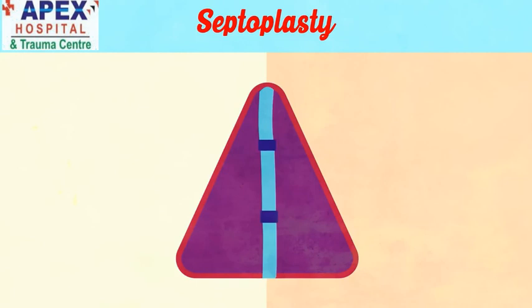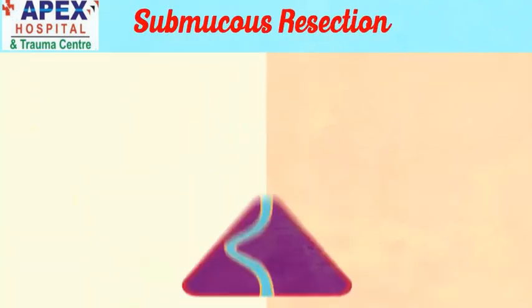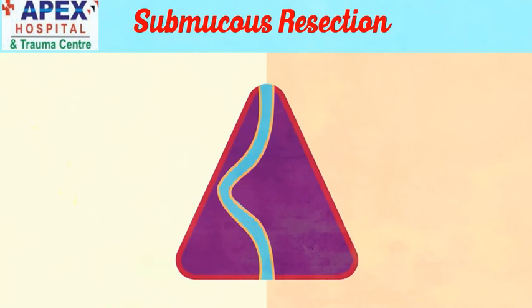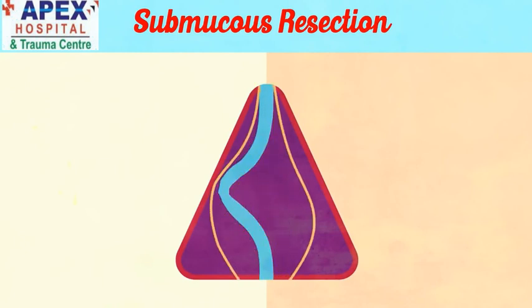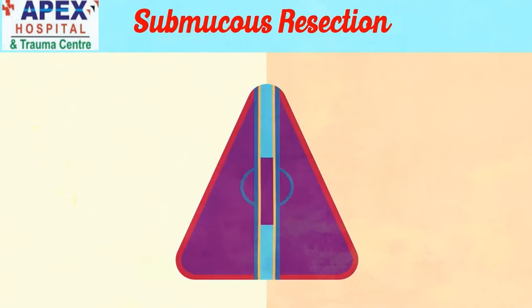silastic. A more radical form of surgery is submucosal resection, in which mucosa and mucosal flap overlying both the sides of the septum are lifted and most of the septum is removed and the flap repositioned.